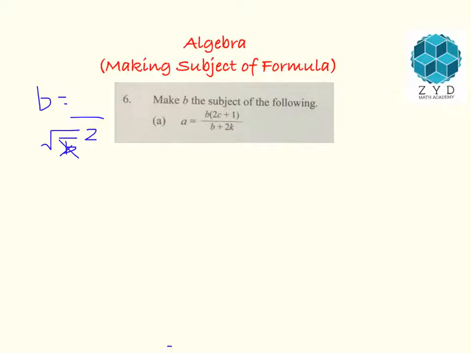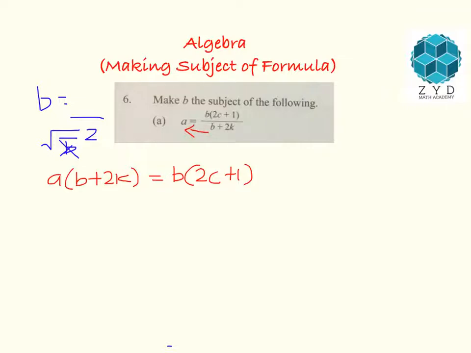So we begin first by locating where our b's are, and I can see there's one b here and one b here, and this is followed by removing the fractions. Okay, so I'm going to break up this b plus 2k by doing cross multiply, and let's see what we have. We have a(b + 2k) equals to b(2c + 1).